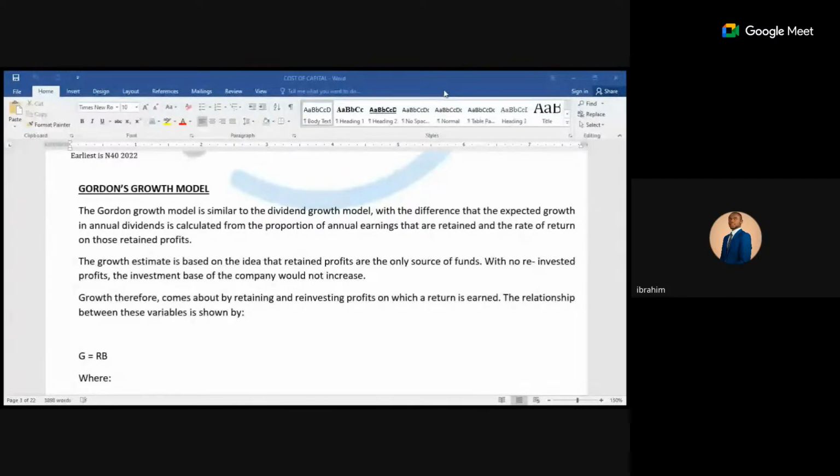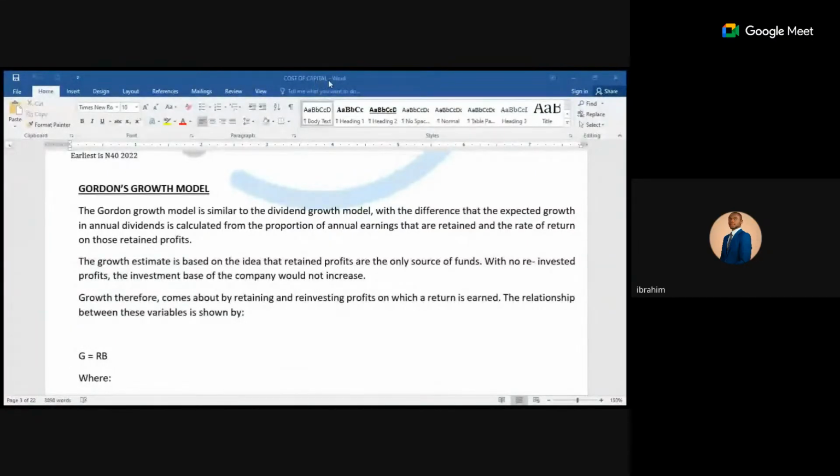of financial management. In today's class, we shall continue with our lecture on cost of capital.